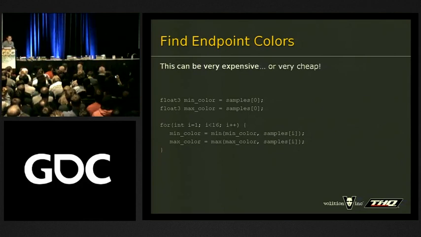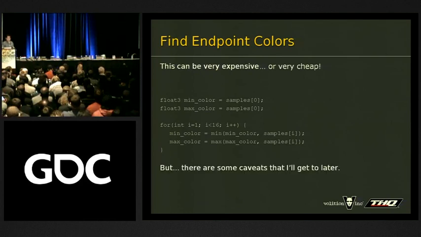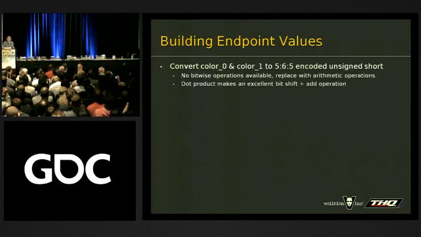But it can actually be very cheap, too. If you take just the min and the max values of your colors, it provides a pretty good representation in most cases. It's not perfect all the time, but it's really cheap to do, and it gives some pretty good results. There are some caveats to doing it. There are some artifacts, which I will show you later, that can arise. But it's worked out pretty well.